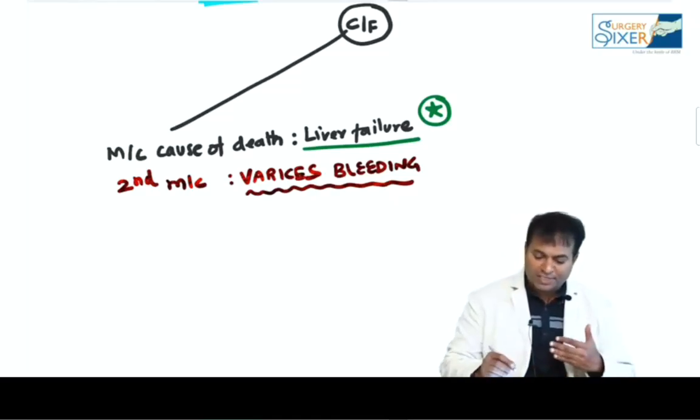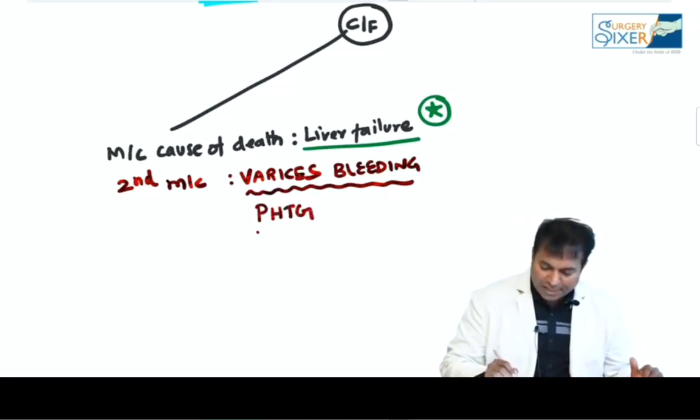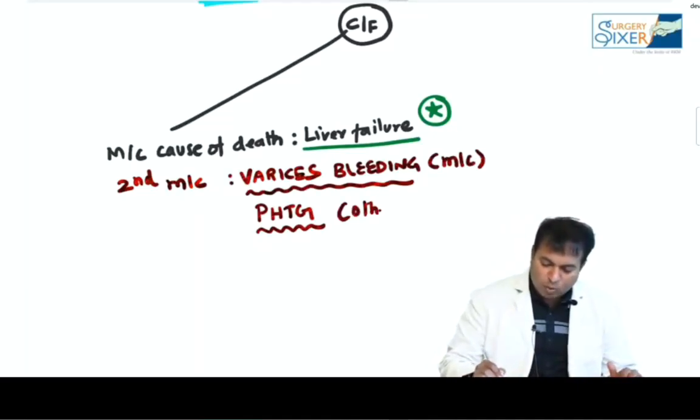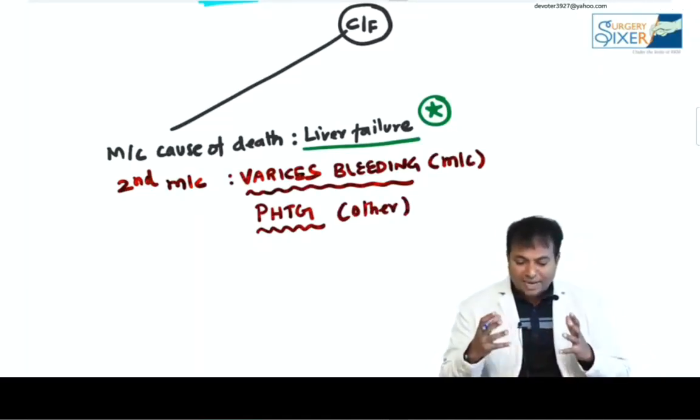Other important things which can cause bleeding: portal hypertensive gastropathy is another cause of bleeding. A patient coming to you with hematemesis is most commonly due to variceal bleeding, and the other cause is portal hypertensive gastropathy.